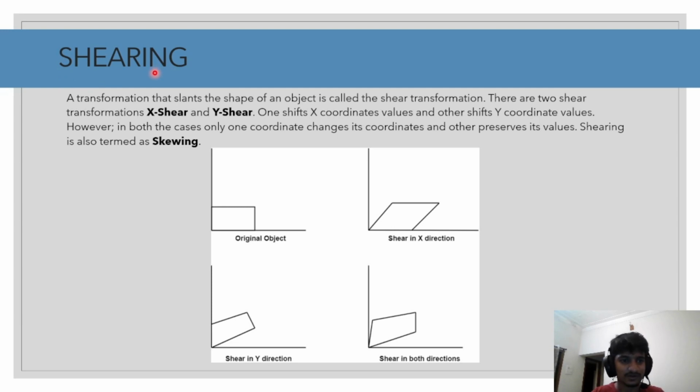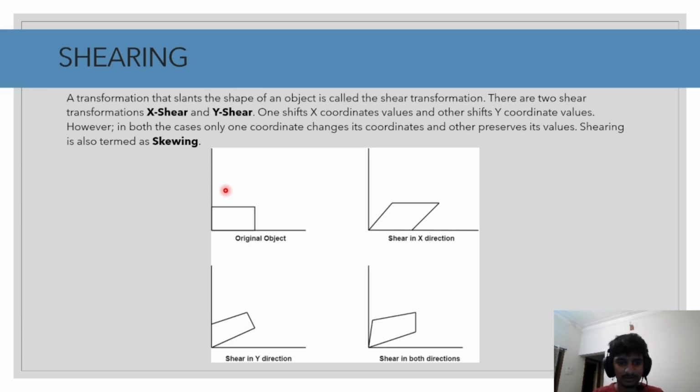Okay, next we have shearing. A transformation that slants the shape of an object is called the shear transformation. There are two shear transformations, x shear and y shear. One shifts x coordinate values and the other shifts y coordinate values. However, in both cases, only one coordinate changes and the other preserves its value. Shearing is also termed as skewing.